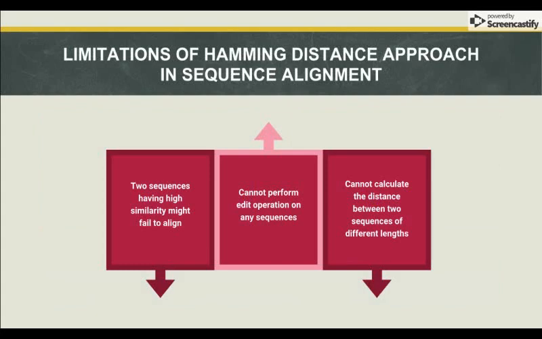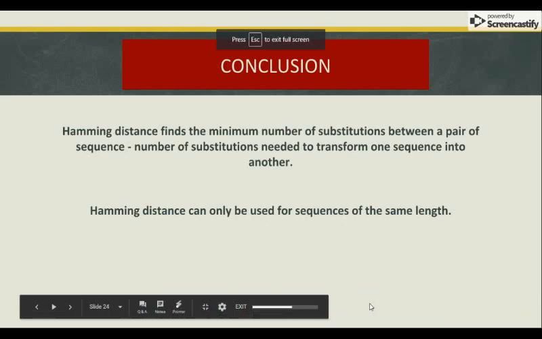There are three limitations of the Hamming distance approach in sequence alignment. Firstly, two sequences having high similarity might fail to align. Secondly, we cannot perform edit operations on any sequences by using Hamming distance. And thirdly, we cannot calculate the distance between two sequences of different lengths.